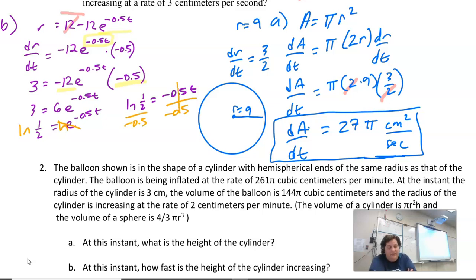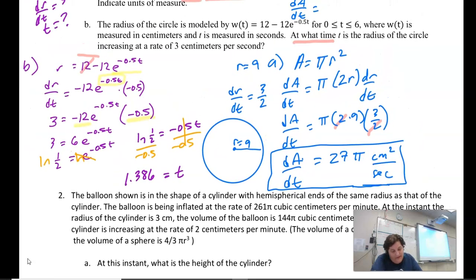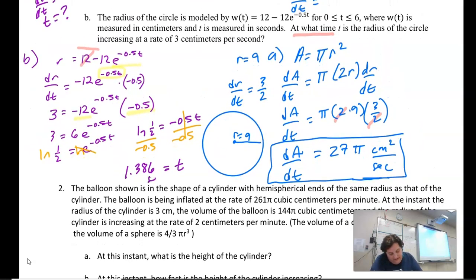If this was a no calculator test, and we have a question like this, I'll let you guys use a calculator, but if it was no calculator, you just leave it like that: ln of 1/2 divided by negative 0.05. Since I have a calculator though, I'll go ahead and do that. Divided by negative 0.5. Okay, cool, and I get 1.386. We need units for this. Now, t that we just solved for is time, and time everywhere we're talking about here is seconds. So it's 1.386 seconds.